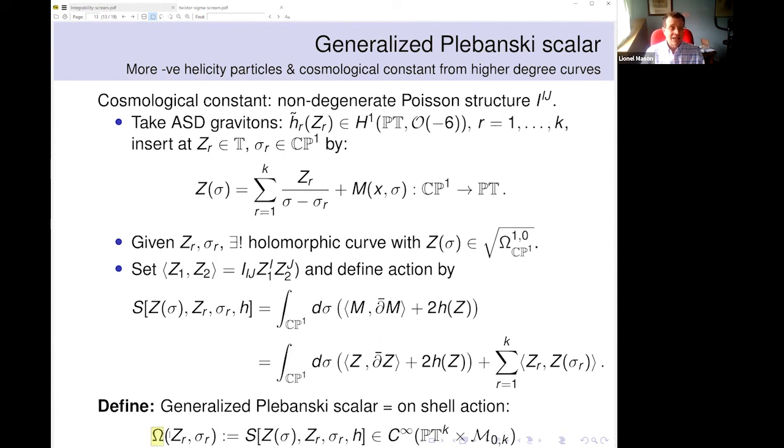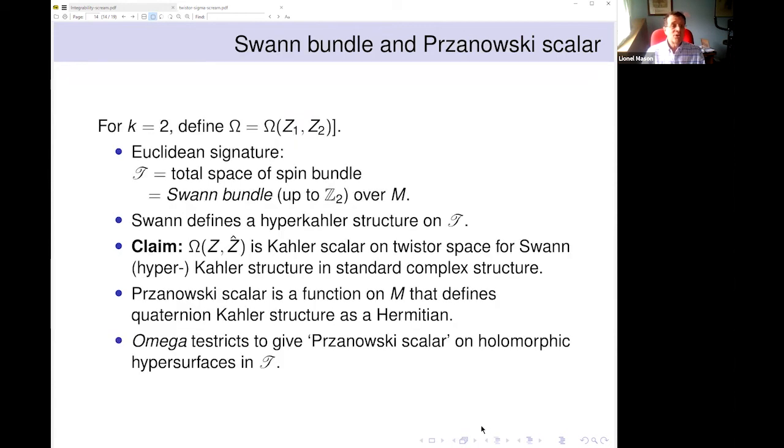Okay, so what I've done here is very much in the same spirit as what I had before. I've now got a Plebanski scalar. You see, the sigma r's didn't play a role before because we just talked about 2 points on the Riemann sphere, and even for 3 points there'd be no moduli there. But in general, we've got k points in twistor space and k points on the Riemann sphere. And so, what can you do with this?